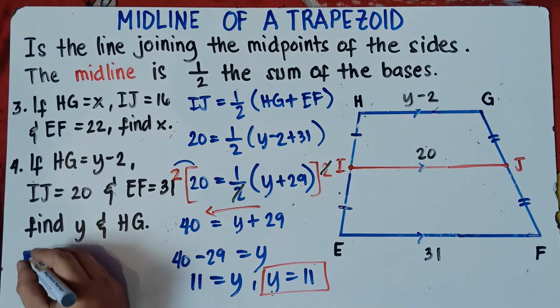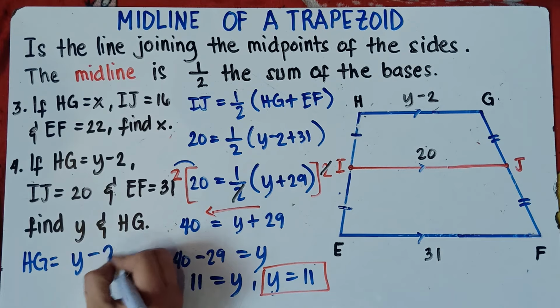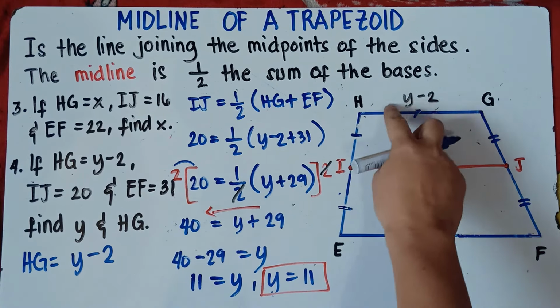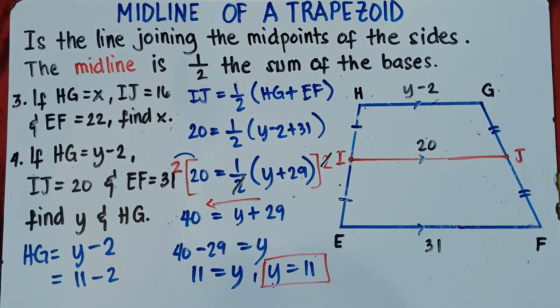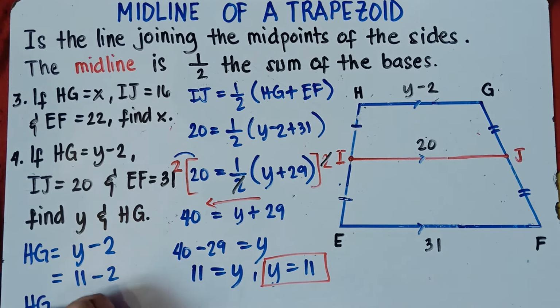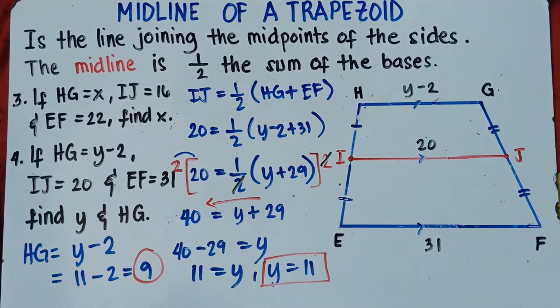So therefore, hg is equal to y minus 2. Once again, class, the value of hg is y minus 2. So y is 11, so 11 minus 2. What's the answer, class? 11 minus 2. That's correct. That is, hg will be, what's the answer, class? That's correct. hg will be 9. Alright, so let me just write it here. hg is 9.